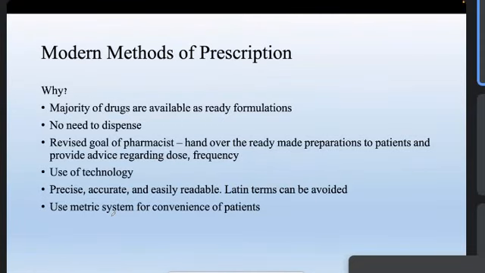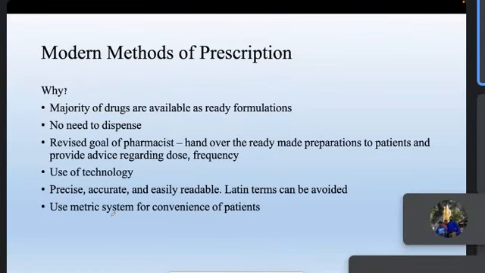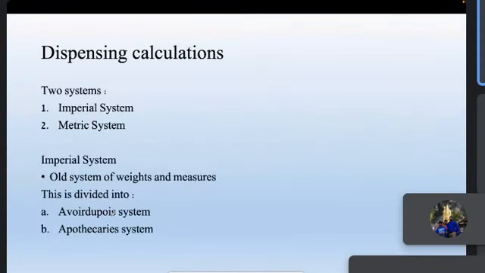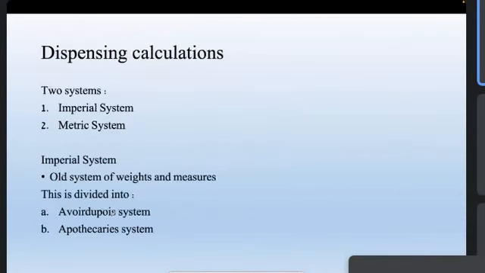So those were all traditional methods of a prescription. Now that we have all advanced into all these things, there are modern methods of prescription available now. Okay, so next, let us just move to how dispensing calculations are done. We have two systems. All we have to do is just remember the names of the system and just briefly remember what it is. One is the imperial system, one is the metric system.